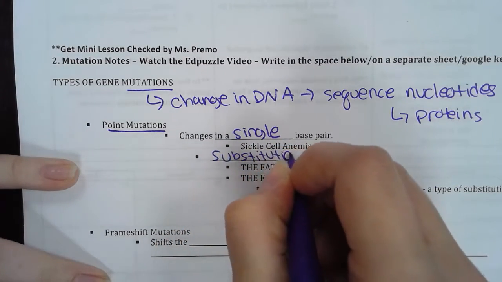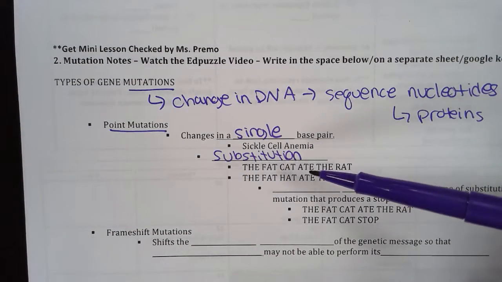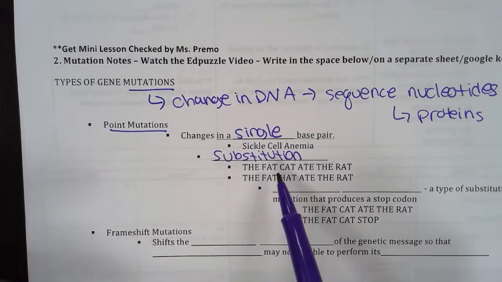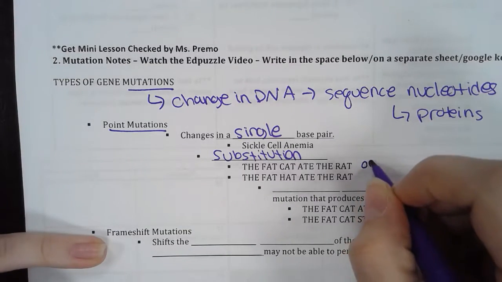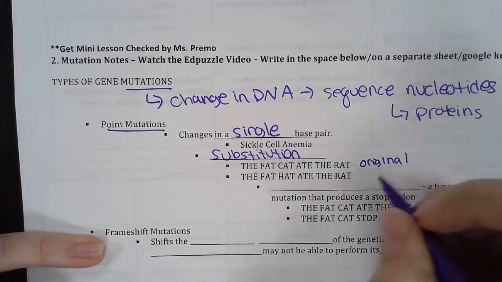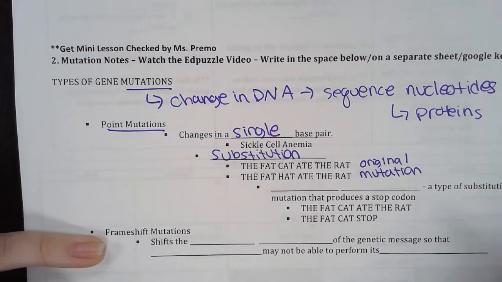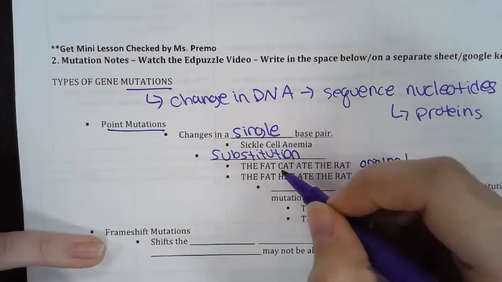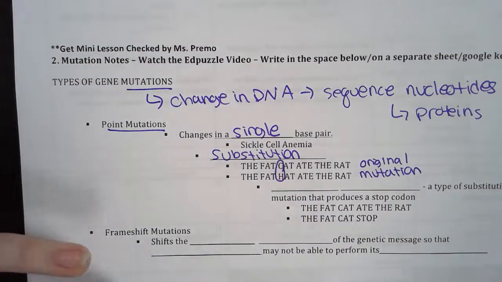And it is exactly what it sounds like. So think of when you have a substitute teacher, you have a teacher who's not normally your teacher take the place of your regular one. If we look at this, we pretend each letter is a nitrogen base. We have our original sentence that does make sense, that's saying the fat cat ate the rat. However, after my mutation occurs, this now says the fat hat ate the rat. Doesn't make as much sense, right? The substitution that occurred, or the point mutation, was that the H replaced the C, or the H substituted the C.